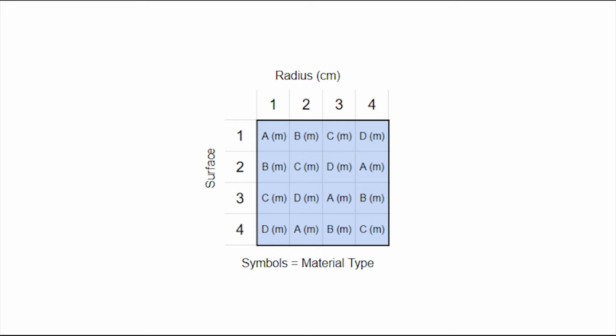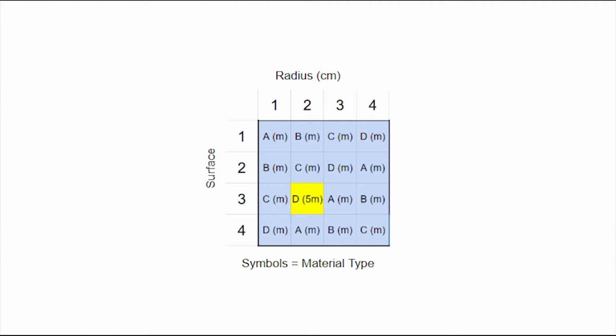The data shown is only for example. This is not a real conducted experiment. Looking at the highlighted value, we can see that a ball with radius 2, surface 3, and material D bounced with a height of 5 meters.